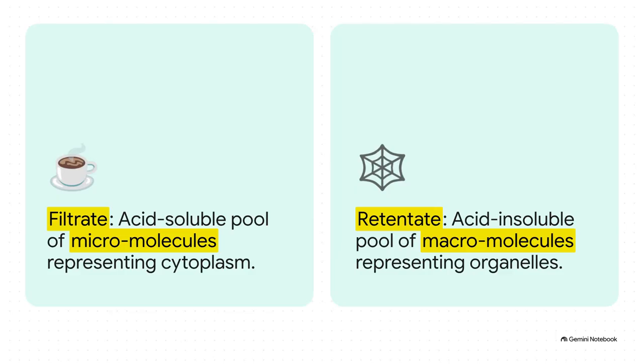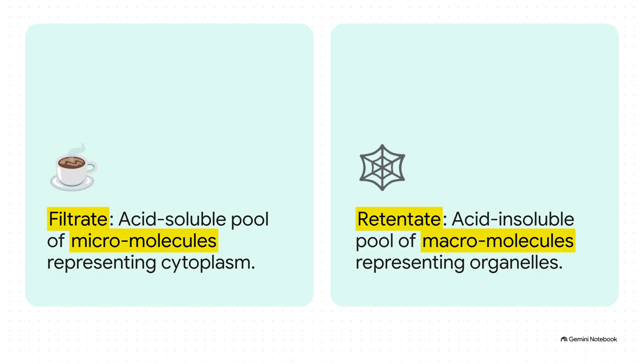And this brilliantly illustrates how we separate a cell's components. We get two totally distinct parts. First, the filtrate. This is the liquid that passes through the cloth and into the cup. It's the acid-soluble pool. These are tiny micromolecules weighing less than 800 daltons, which is just a microscopic unit of mass, and they mostly represent the cell's cytoplasm.